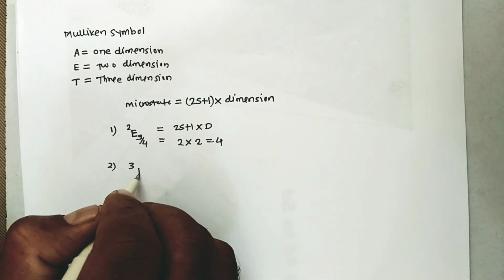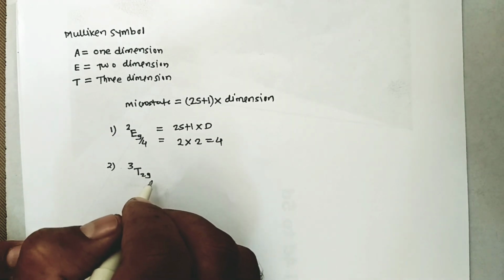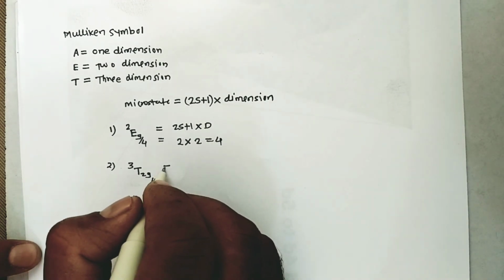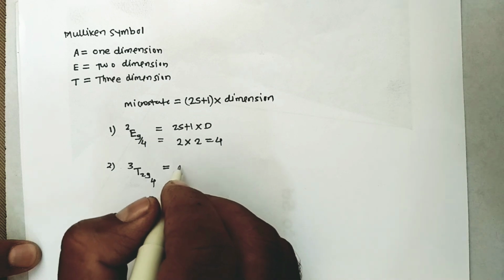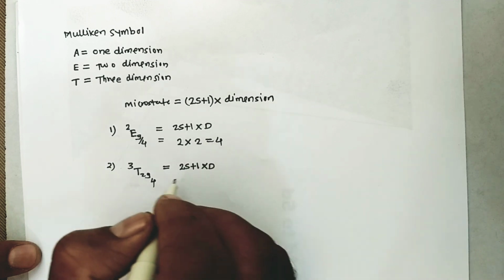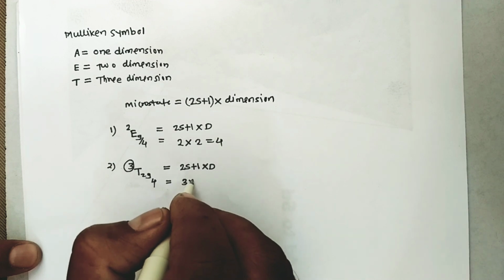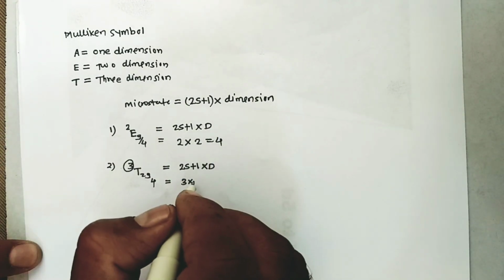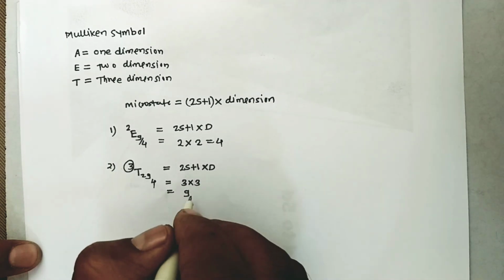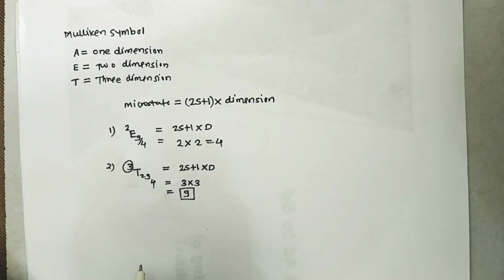Suppose the Mulliken symbol is given, 3T2g. For this Mulliken symbol, the number of microstates is calculated by using the formula 2S plus 1 into dimension. Now the value of 2S plus 1 is 3, into, for T letter there are 3 dimensions, therefore 3 into 3 equal to 9 microstates. So 9 is the correct answer for the number of microstates for 3T2g symbol.